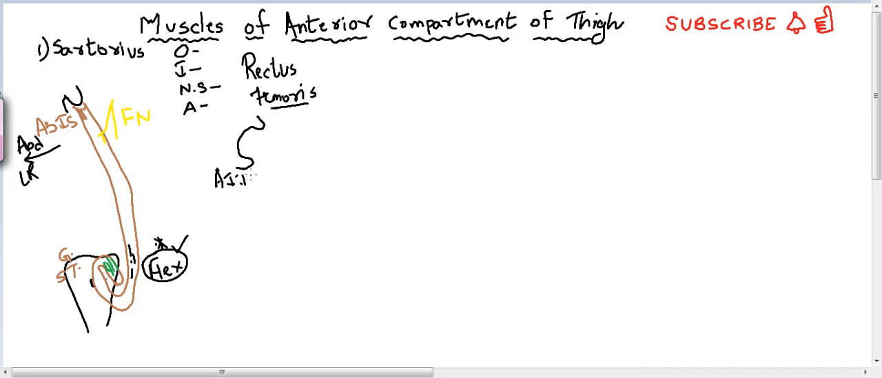There will be one more head which is just above the acetabular cavity. That's called the reflected head. So this muscle has got two heads, the straight head and the reflected head. The straight head takes origin from the anterior inferior iliac spine. There is no problem in that. The reflected head takes origin from the acetabular margin. This is what you have to understand.